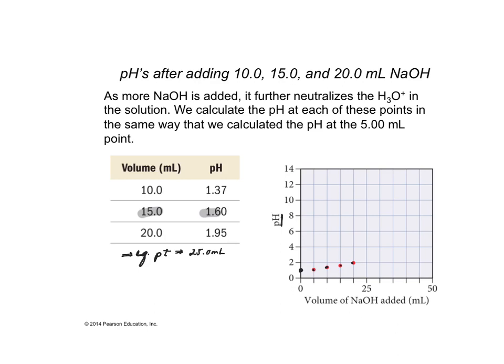For example, I give you the pHs for 10, 15, and 20 here, but I could also ask you about the pH of this titration at 17.5 milliliters of NaOH added. Again, you go about answering that question in the exact same format that we did for 5, 15, and so on.